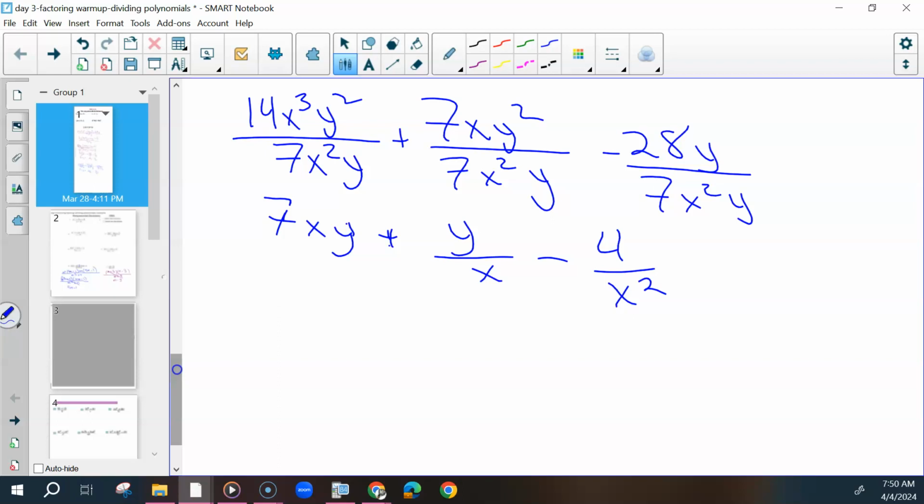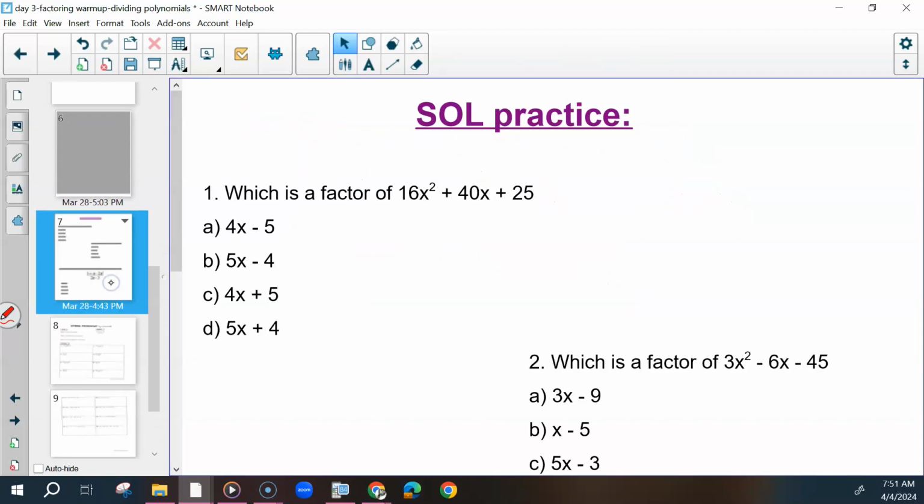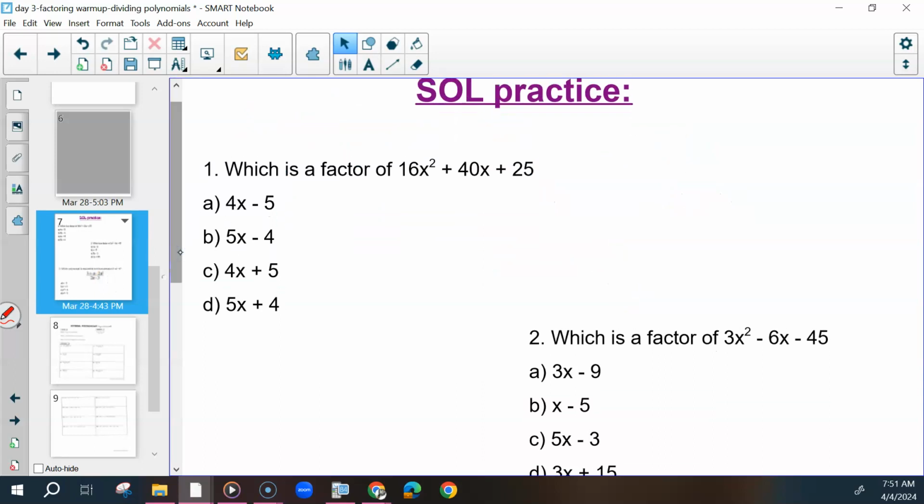Go grab an iPad if you don't already have one. Go into Desmos.